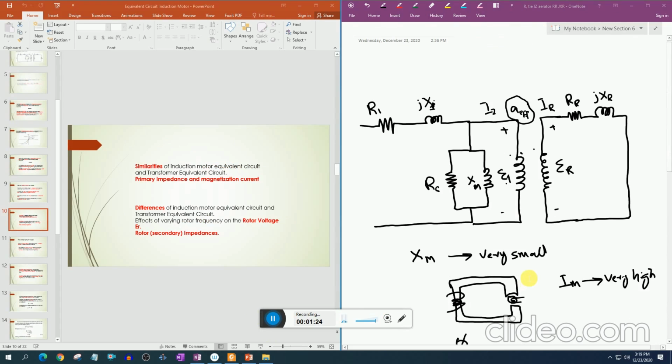So after the turns ratio, here ER, the voltage, is induced in the rotor winding. Because of this voltage, current will flow through the rotor winding.